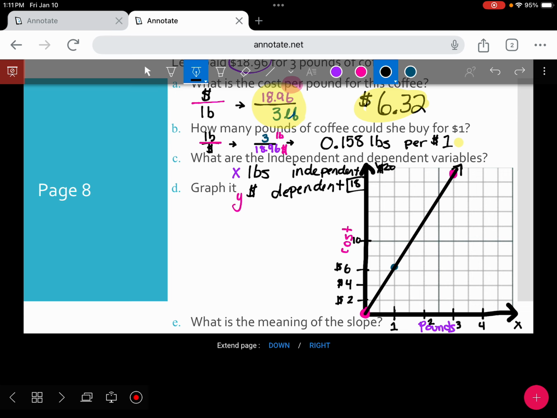I could buy more than 3 pounds of coffee. There's not a limit. I could keep going. I could buy 4 pounds of coffee. I could buy 12 pounds of coffee. I could buy 5 pounds of coffee.